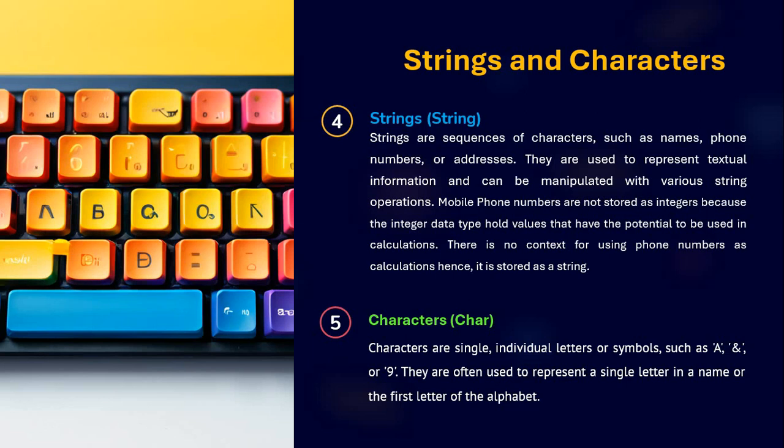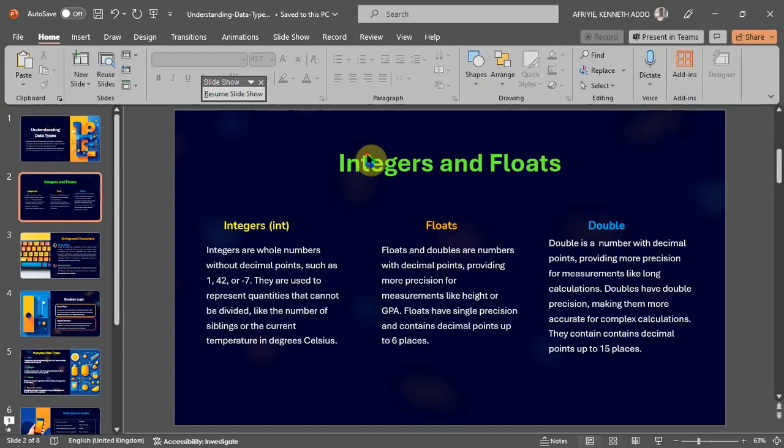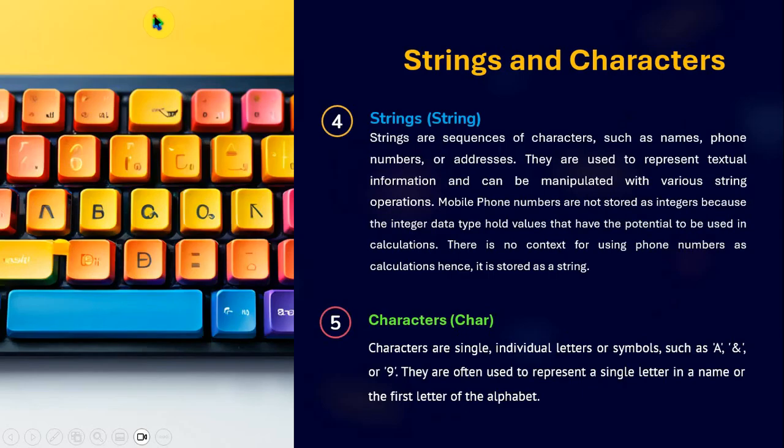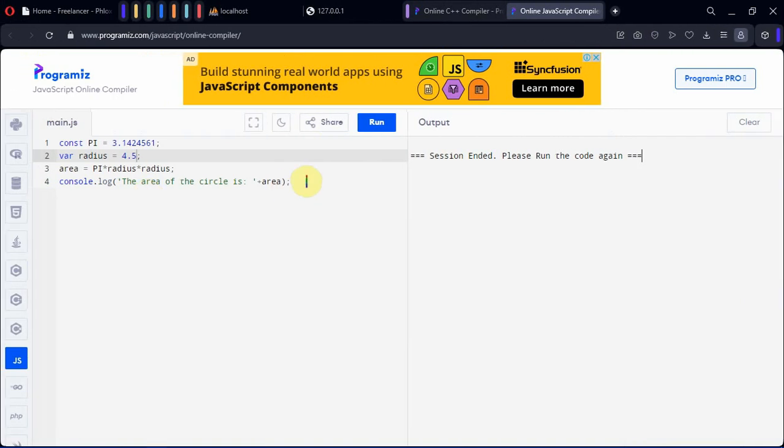So we can't store a phone number in an integer format. We should rather store it in a string format. There's no context for using phone numbers in calculations. Hence, it is stored as a string. From two-letter words to the longest word in the dictionary, we classify them as strings.